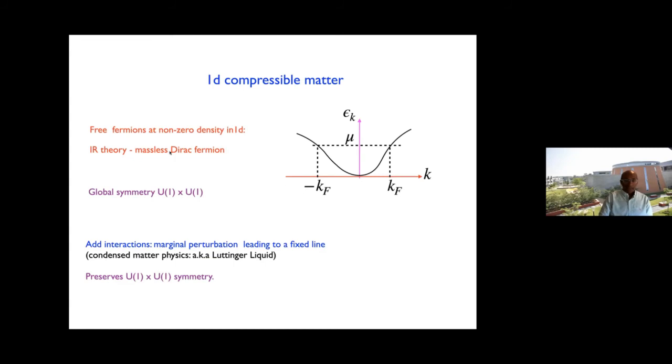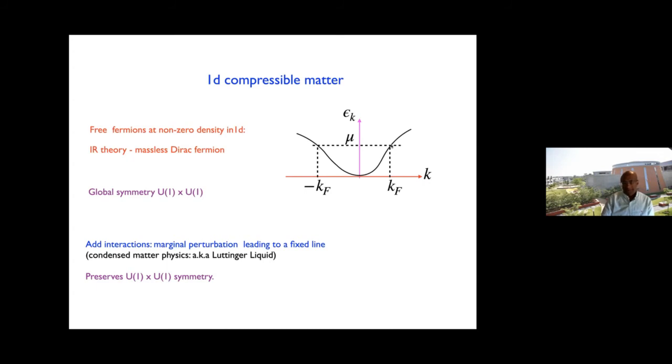I want to start by thinking about free fermions at non-zero density in one dimension. These will have some dispersion. If you have a lattice, the dispersion will not be just p squared over 2m, but if you don't have a lattice, you can just think about the p squared over 2m dispersion. Because they're at non-zero density, they'll fill a Fermi sea, and the chemical potential will be the Fermi energy. And low energy excitations will live near each of the two Fermi points.